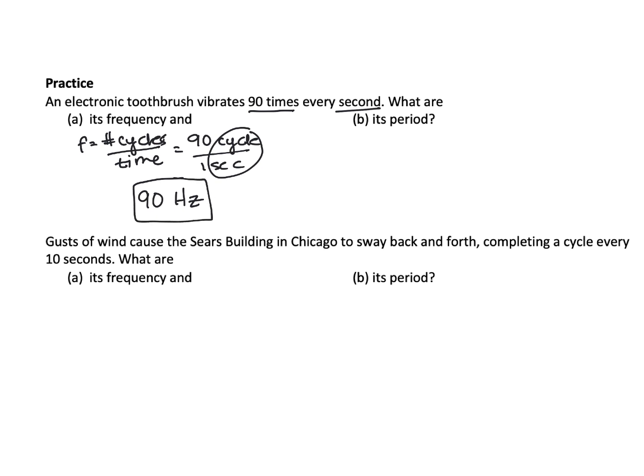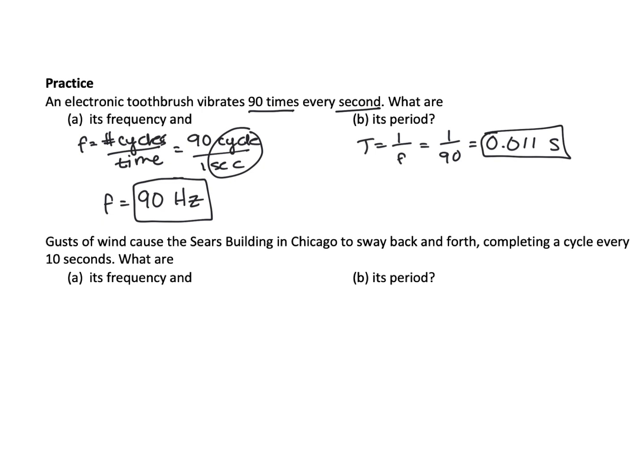Now that I have the frequency is 90 hertz, when I go to find its period, I can use the fact that I know the period is 1 over the frequency. So 1 over 90 would give me 0.011, and that unit for period is seconds.